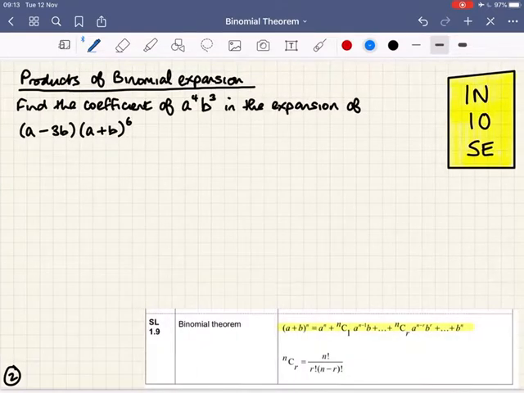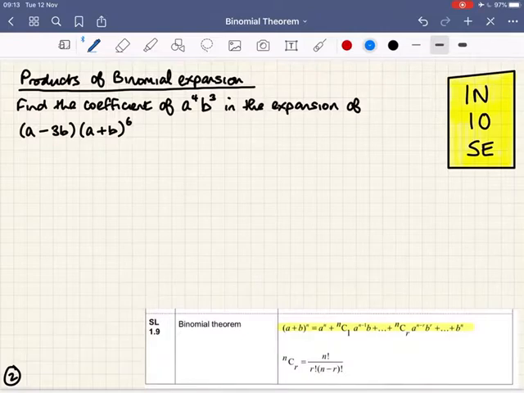So in this case, second example, it says find the coefficient of a to the power of 4, b to the power of 3 in the expansion of a minus 3b times a plus b to the 6. Now I could do what we just did in the earlier example, and I could multiply absolutely everything out and then just home in on the particular term with the coefficient of a to the 4, b to the 3. But it really will take a little bit of time.